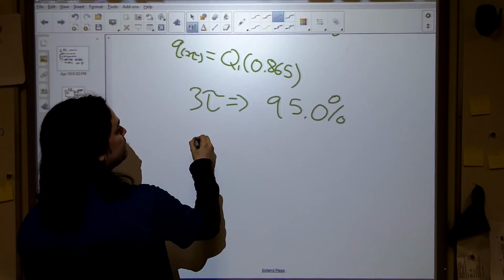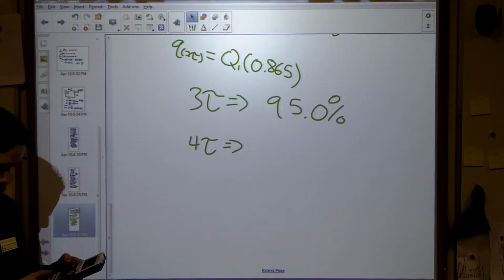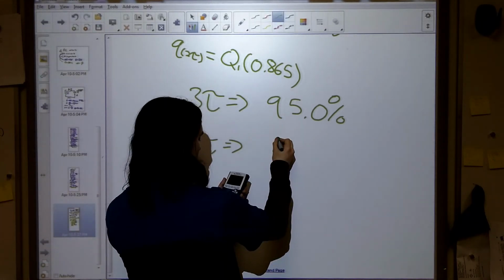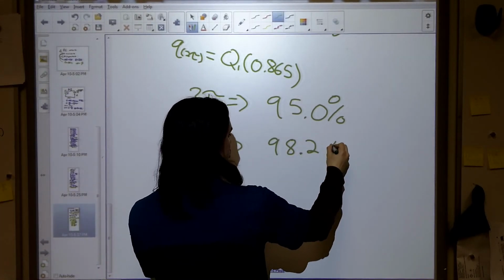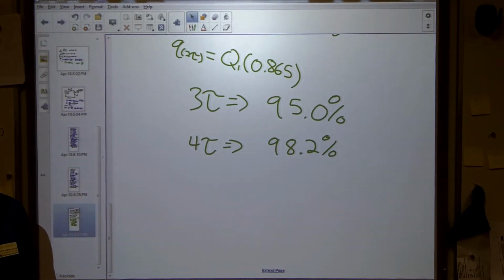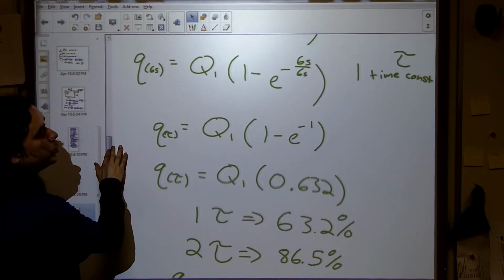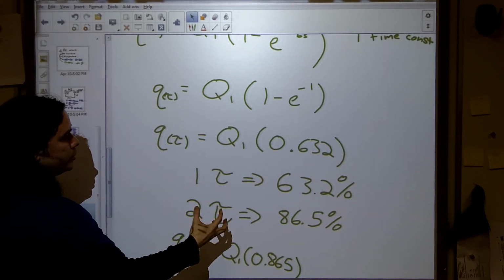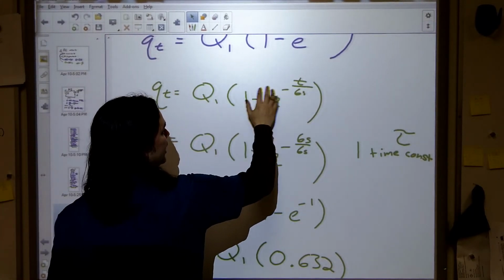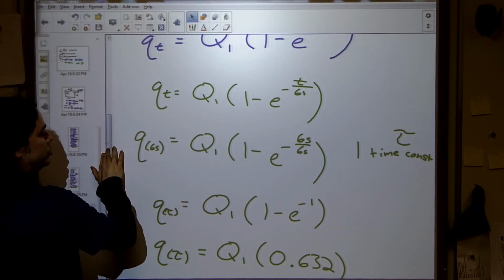Let's do 4 tau. 4 tau is going to be e raised to the negative 4, 1 minus. We end up with 98.2%. By 4 time constants, you have the vast majority of that capacitor charged. Now, the reason that we need this to go to infinity is we will never actually get to 100% until technically this term goes to 0. That's when you'll get 1 times your total value. We do technically need to have time go to infinity.